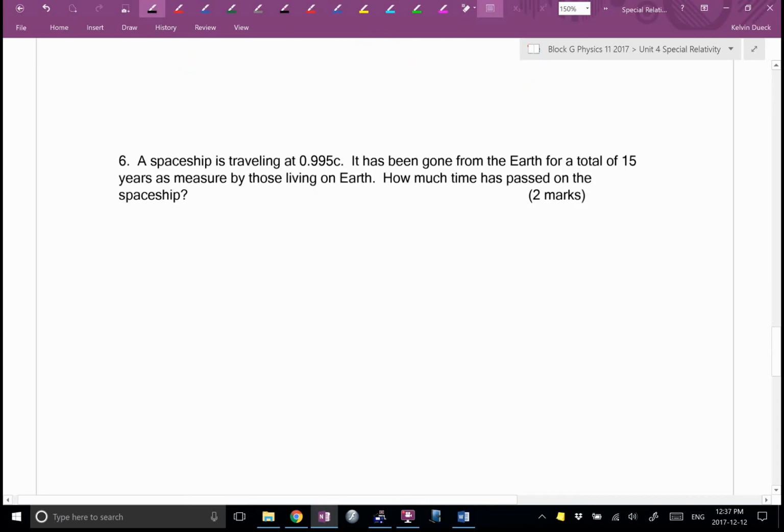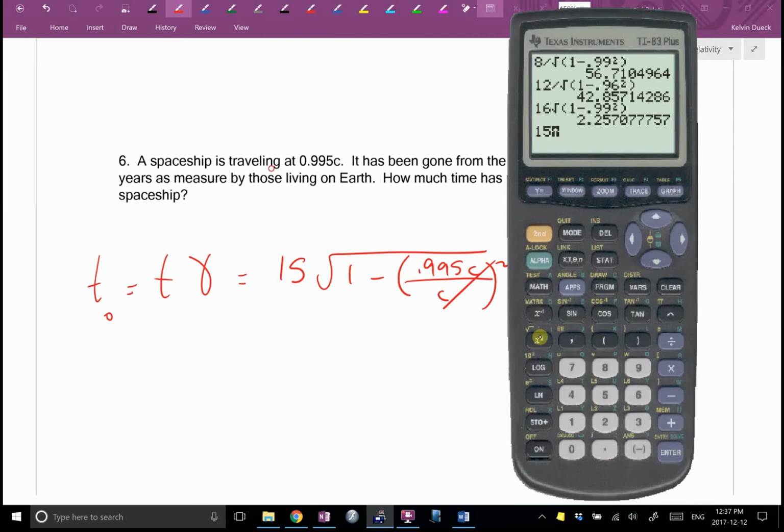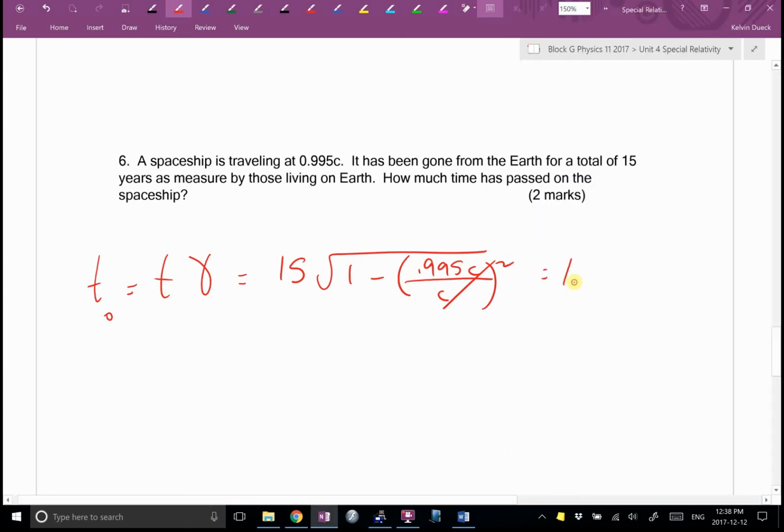How much time has passed on the spaceship? That, again, wants us to find time on board, which is going to be t times the gamma function. It's going to be 15 Earth years, 1 minus 0.995 c, 99.5% of the speed of light. So it's going to be 15 times square root bracket 1 minus 0.995 squared. Do you get 1.5 years? That's almost a 10 to 1 relationship right there. If you're going 99.5% of the speed of light, time is passing 10 times slower for you on the spaceship than back home on Earth, because 15, 1.5. It's almost bang on at 10 to 1.